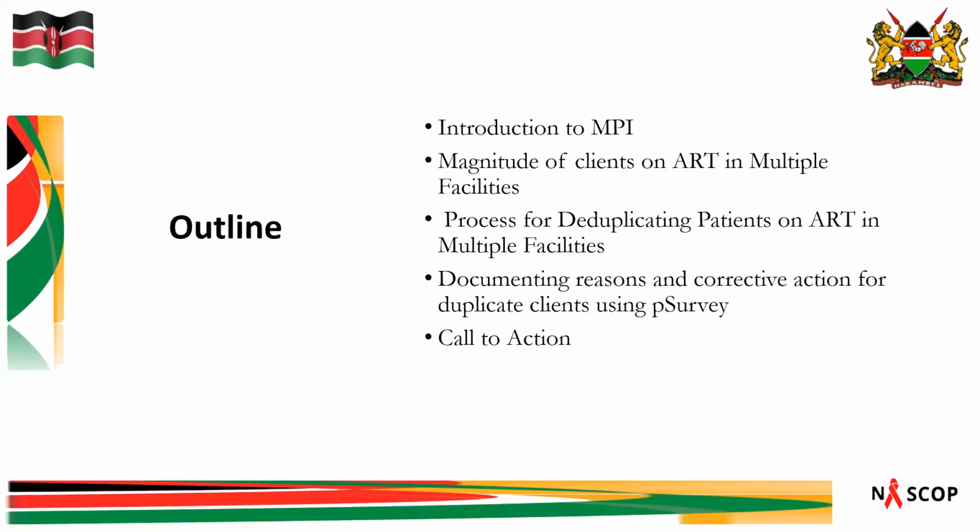So I think we'll start with an outline of what we intend to present today. The first on the list is an introduction to our MPI, which is the Master Patient Index, and I'm the one who will be taking you through this. Then there is the magnitude of clients on RT in multiple facilities, which I believe Anne Kiwara will take us through. Then we have the process of deduplicating patients on RT in multiple facilities. And then we're also going to look at documentation on the reasons and corrective actions for duplicate clients using a survey. I believe Kevin Lanyo will take us through this. Then we'll have our call to action, which I believe Songok will take us through.